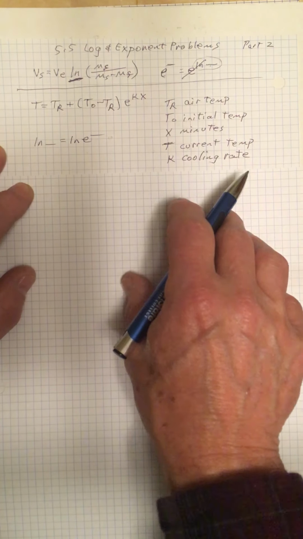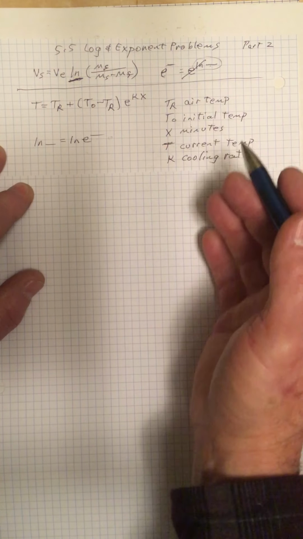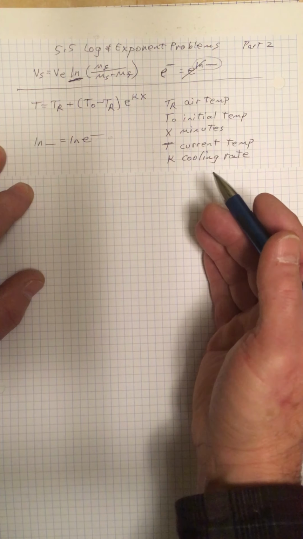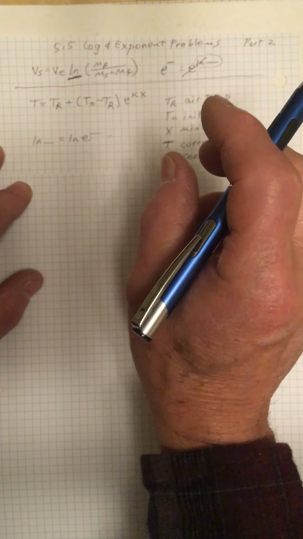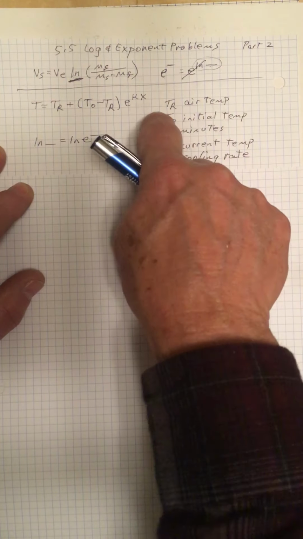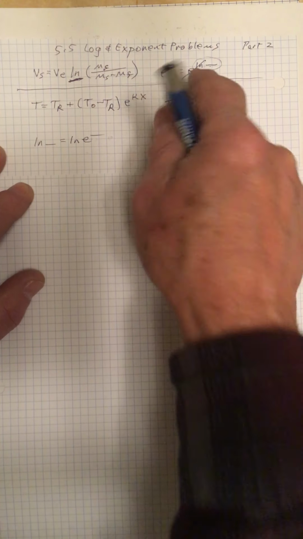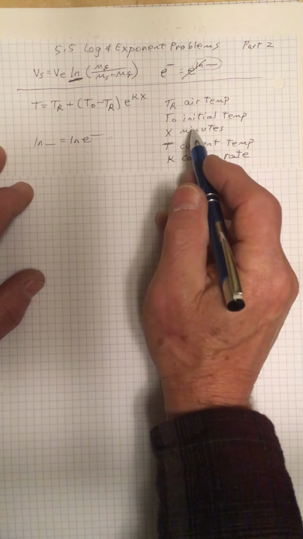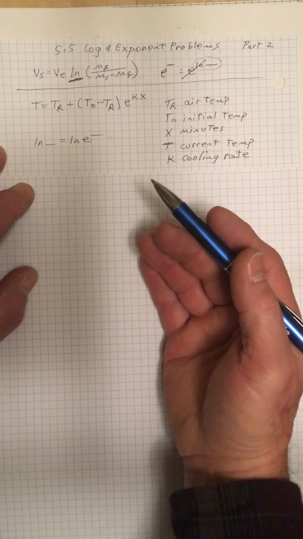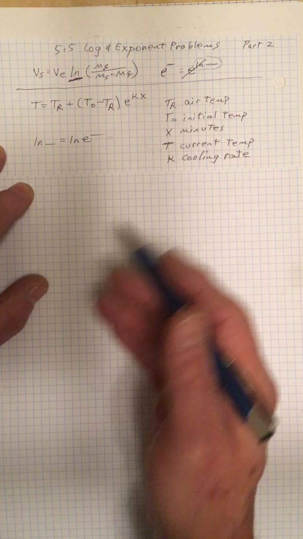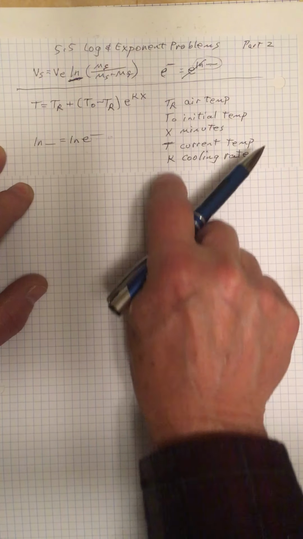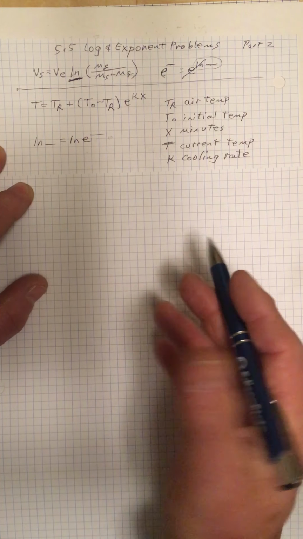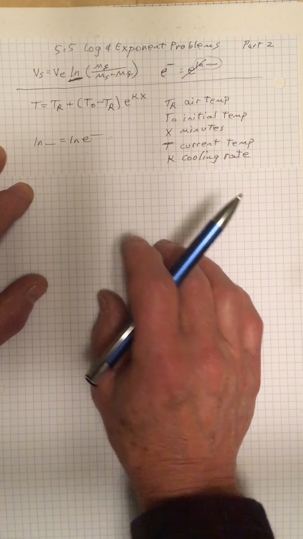when things are happening. T0 is the initial temperature of the object. So I've got a piece of metal, let's say it's got a certain temperature on it, and then I'm going to move it somewhere where there's going to be a new temperature, and that's going to act on it. X is the number of minutes that the new temperature is acting on the object. T will be the current temperature of the object at time X. And then finally, K is a cooling rate. That's a constant, and it could vary depending on the item.